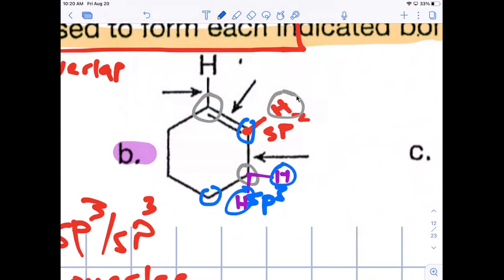How can you tell there's no pi bonds? Because a carbon with a pi bond is either going to have a double bond to it, or it's going to have a triple bond to it. That's a good question.